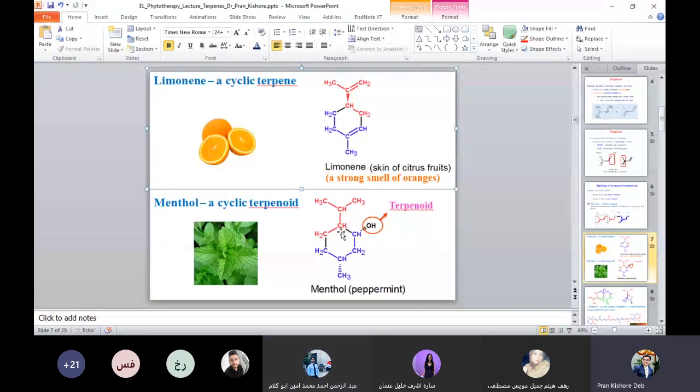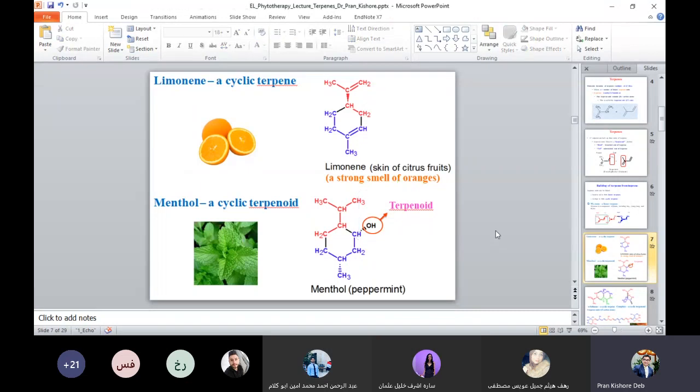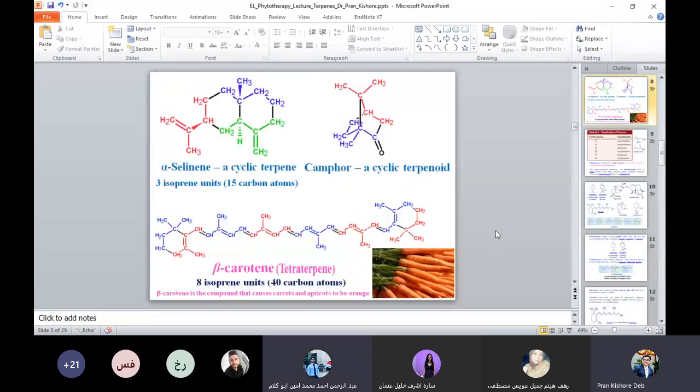Now look at the second structure. It's a terpene or terpenoid. It is a terpenoid because of the oxygen, the OH. Unfortunately, it comes in animation generally when I ask in the class, so you don't see it. Anyway, you know why it is a terpenoid, because of the presence of OH. It's the structure of menthol, which is present in peppermint oil. Now we go to the next example.